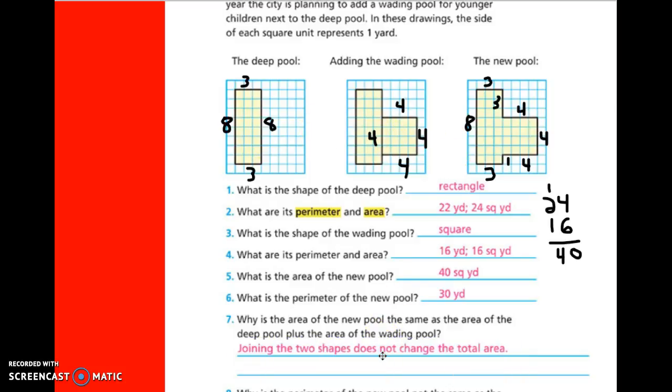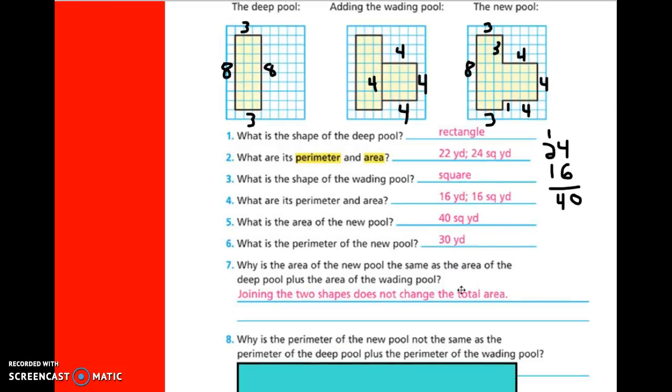Well, joining the two shapes does not change the total area, right? The two shapes joined together, but the area stayed the same. Now, why is the perimeter of the new pool not the same as the perimeter of the deep pool plus the perimeter of the wading pool? Why couldn't we add this perimeter and this perimeter together to get the total perimeter?